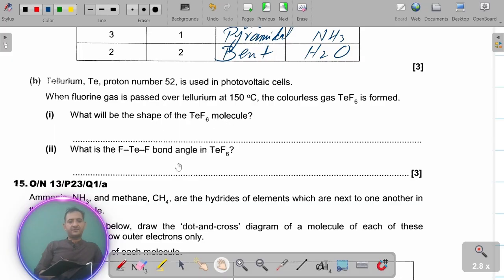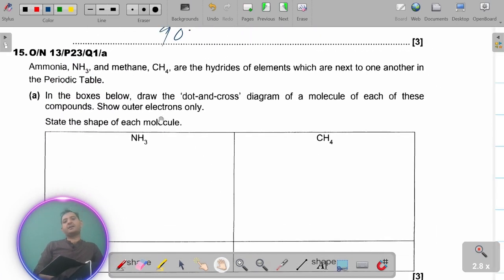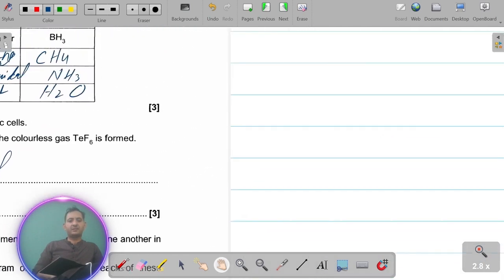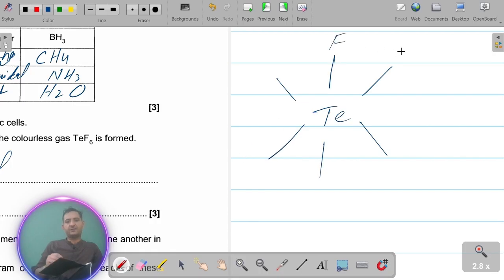What will be the shape of the TeF6 molecule? Octahedral. And what is the bond angle? It is 90 degrees in octahedral shape. Let me explain how it is 90 degrees. For example, we have the center Te and 1, 2, 3, 4, 5, 6 F. Each bond is around 90 degrees.